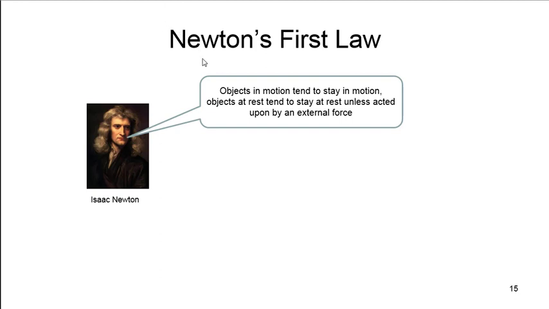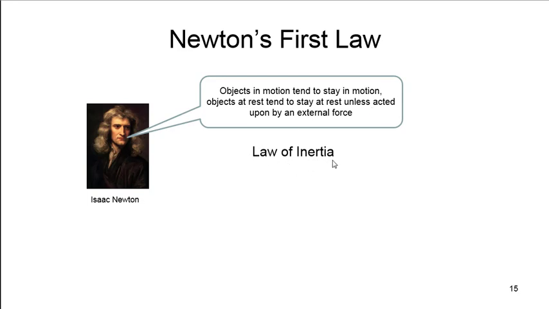So let's read the real Newton's first law. Objects in motion tend to stay in motion. Yeah, that's the guy sitting on the couch. Oh, no, wait, sorry. That's the guy jogging. Objects at rest tend to stay at rest. That's the guy sitting on the couch. But the most important part is, unless acted upon by an external force. That's really the key. Okay? So this is also called the law of inertia.